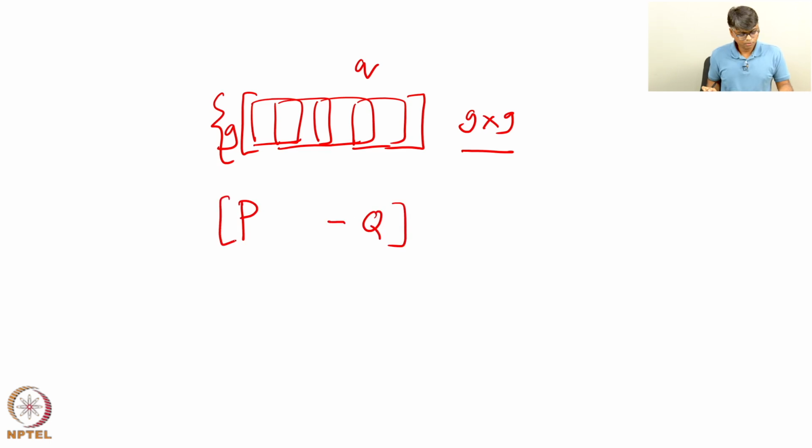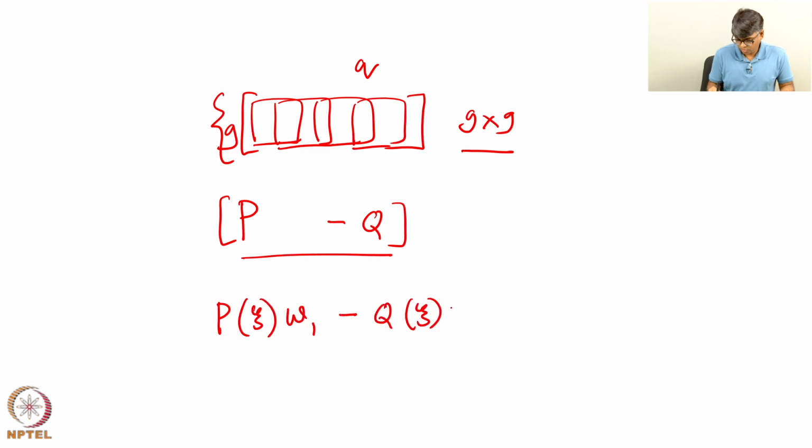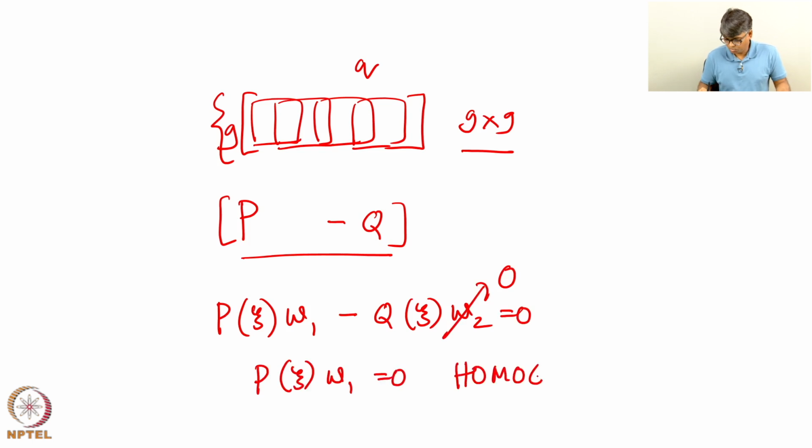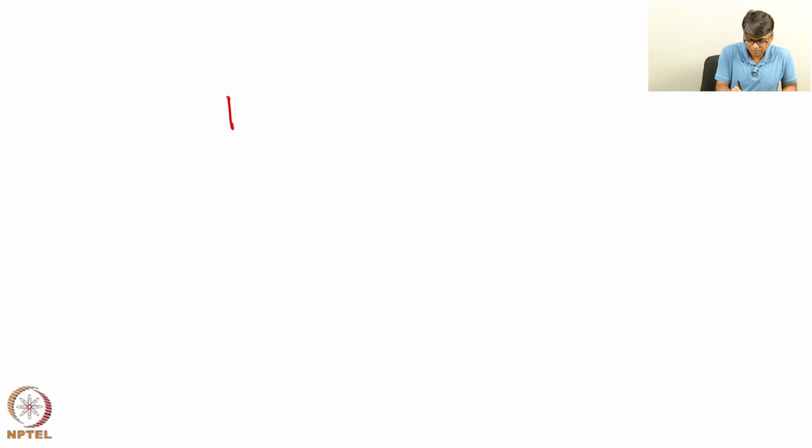Okay? Now, here is the interesting thing. When you have P minus Q like this, to obtain solutions that satisfy this system of equations, all you need to do is the following. First, put w2 equal to 0 and solve for P(ξ) w1 equal to 0. That is what? This is the homogeneous part, right? And for the particular solution, you have P(ξ) w1 is equal to Q(ξ) w2, right?